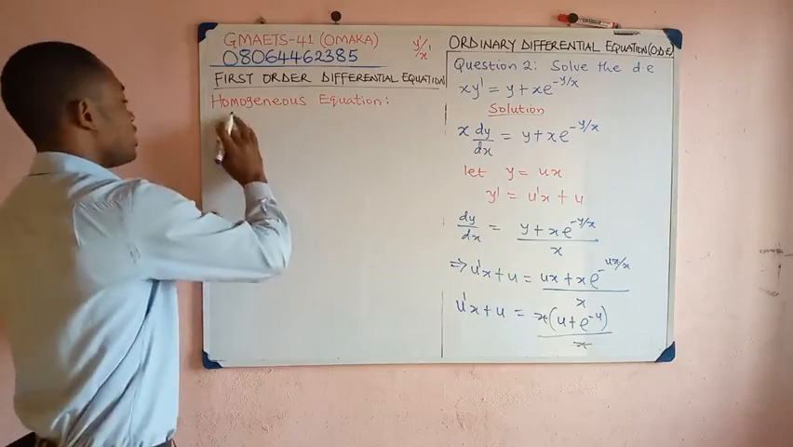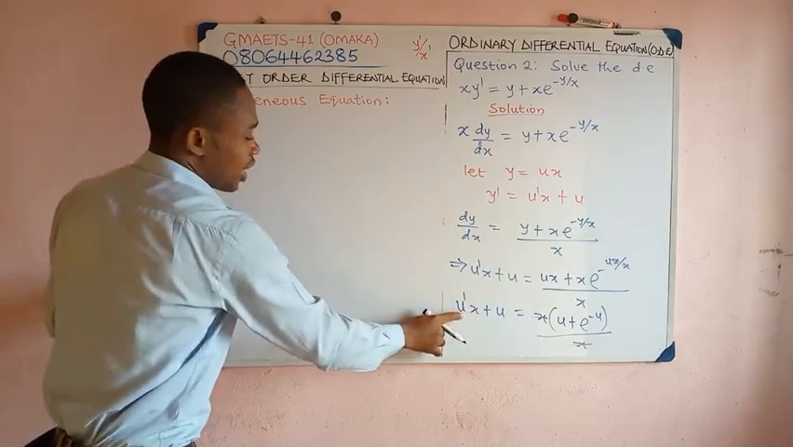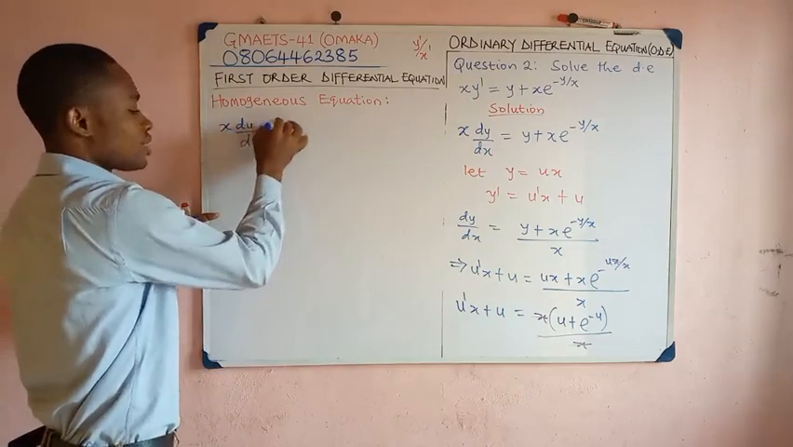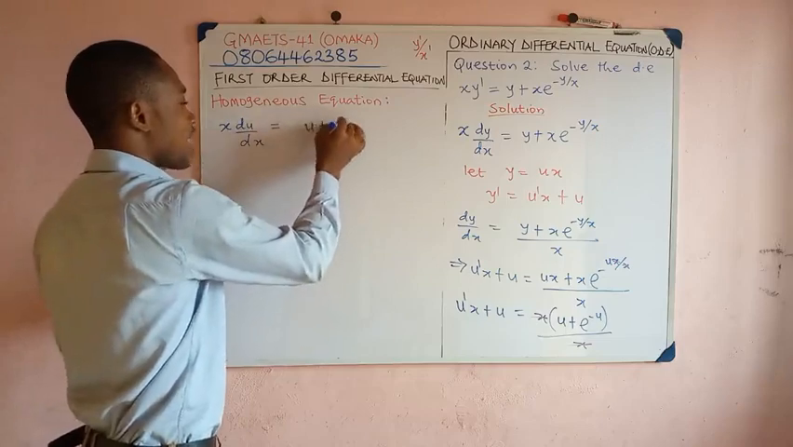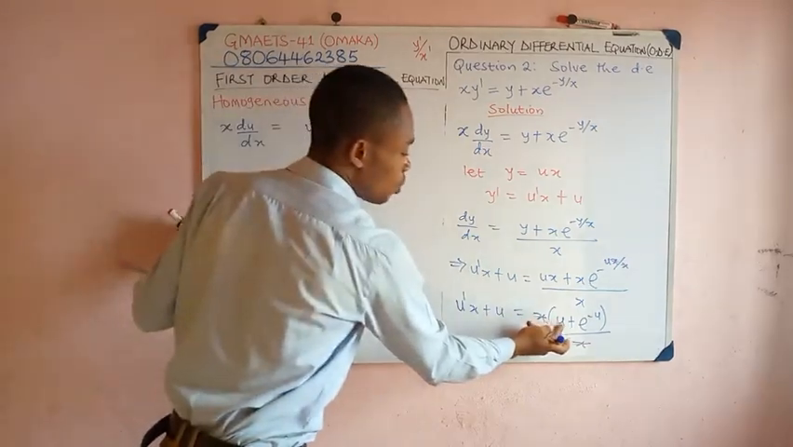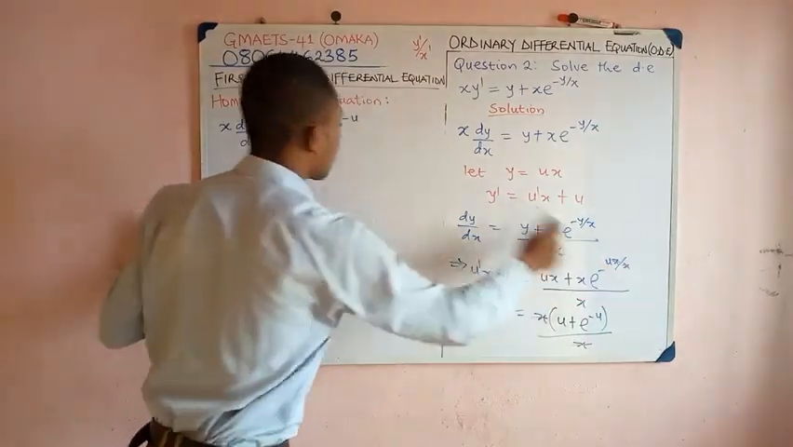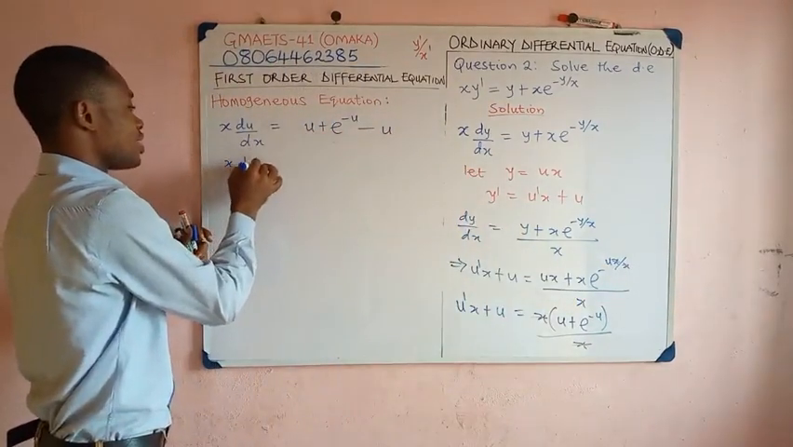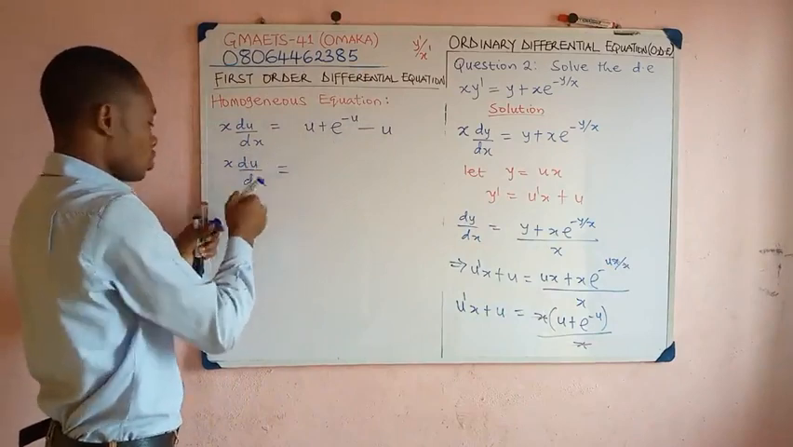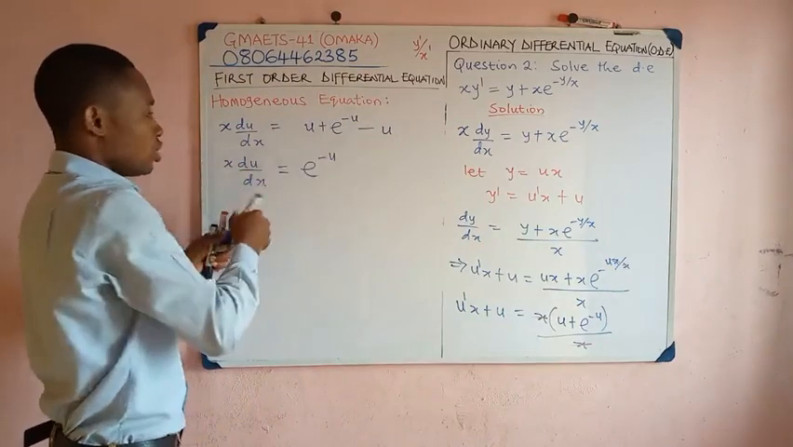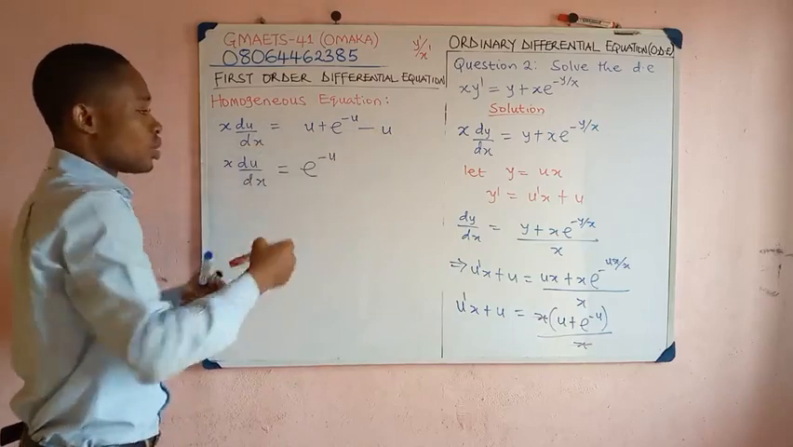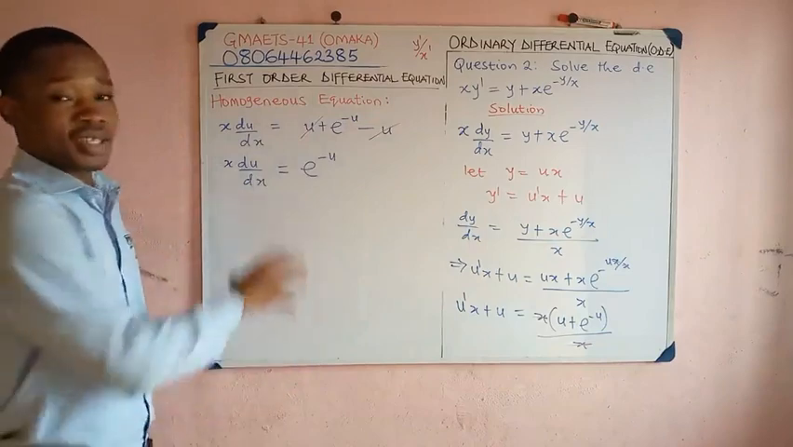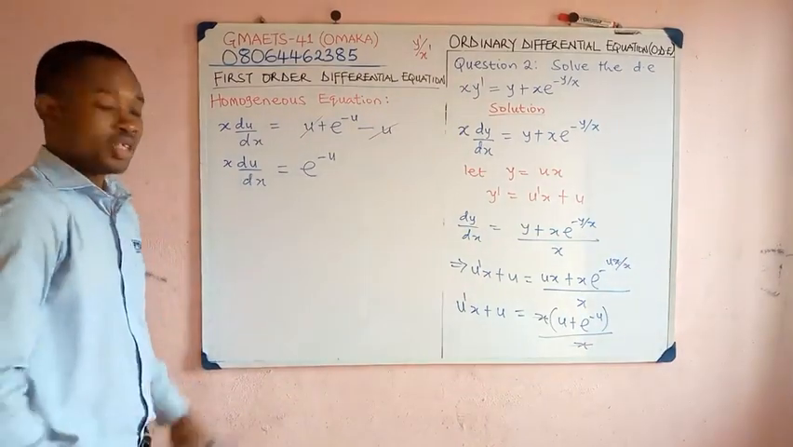Okay, let's write that as du/dx now. So x times du/dx is equal to u + e^(-u), and this u will cross over to become minus u. And then you see that this is x du/dx equal to e^(-u). This u and this u term will cancel, we know that, right? So they will go off. This is our separable variable equation.